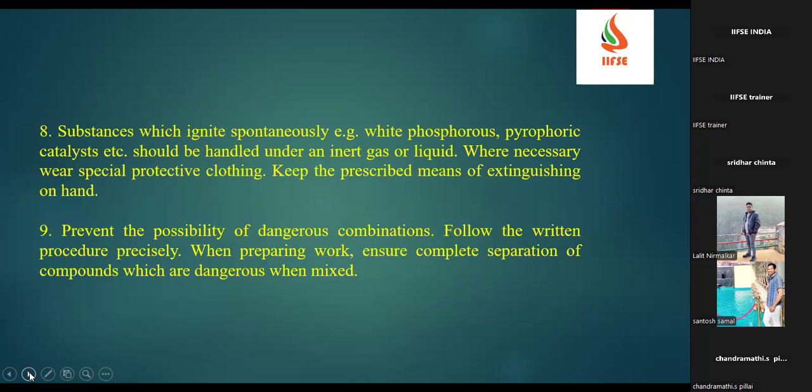Substances which ignite spontaneously, that is auto-ignition materials such as white phosphorus and pyrophoric catalysts, should be handled under an inert gas or liquid. Where necessary, wear special protective clothing. Keep the prescribed means of extinguishing on hand. Then prevent the possibility of any dangerous combinations. Follow the written procedure carefully when preparing any work, and ensure complete separation of components which are dangerous when mixed.